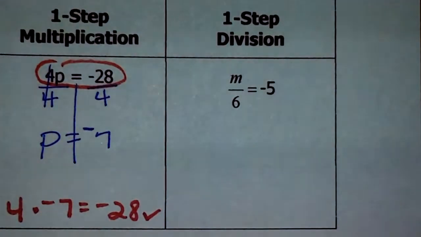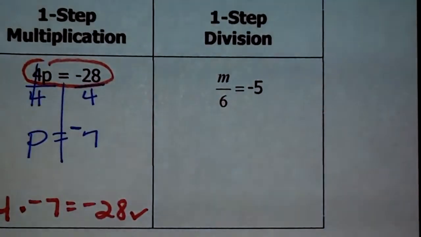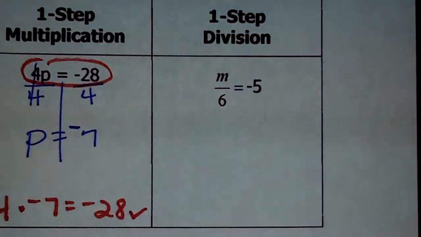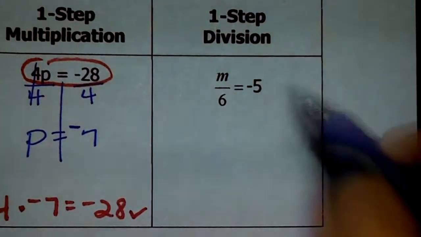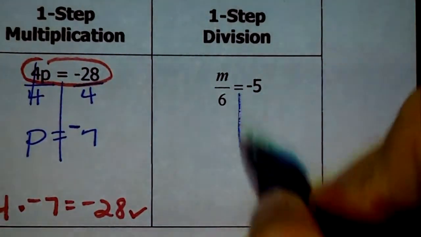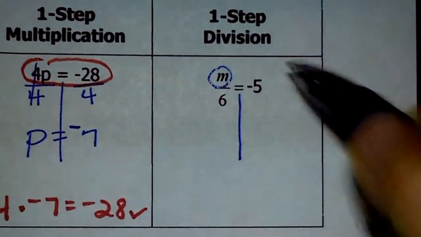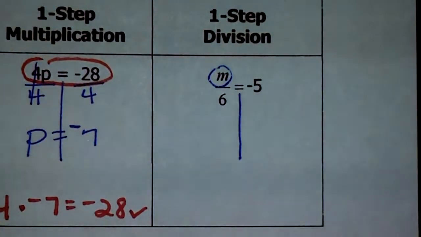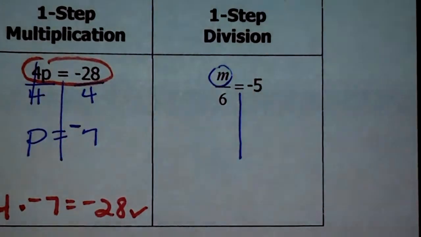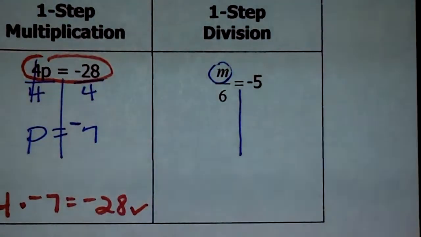All right, anyway, one-step division. Last kind of one step that we're going to look at, and then we'll just do some examples here. We want to isolate that variable, right? I want this m to be by itself. And I don't want to get 0m because 0m means 0. I'm trying to get 1m right now. So if m is being divided by 6, how can I get m by itself? How can I make this 1m?